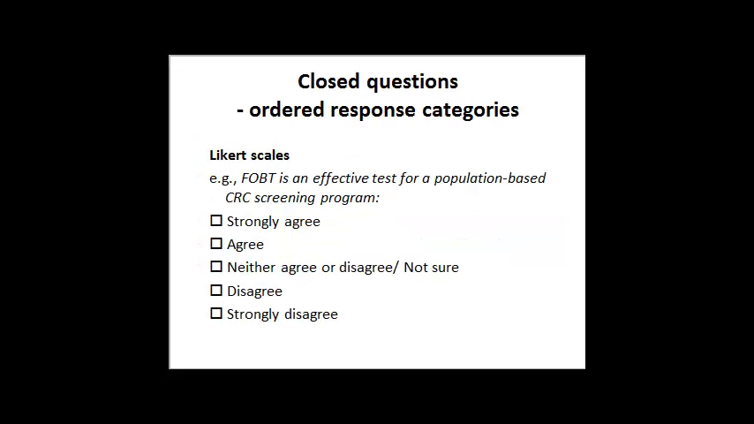So closed questions, in terms of the ordered response categories, one example is Likert scales, as seen in this example here. FOBT is an effective test for a population-based CRC screening program, and then the choices provided range from strongly agree to strongly disagree. So when designing these types of questions, one decision that you have to make is how many choices should you offer? And secondly, you need to decide whether to label each choice, and if so, what do you label them as?